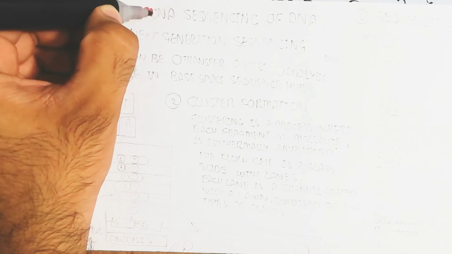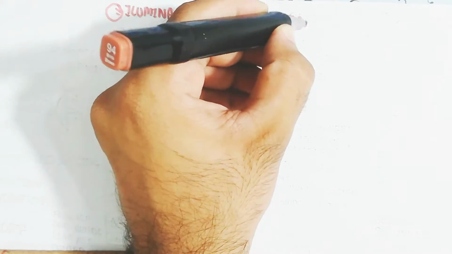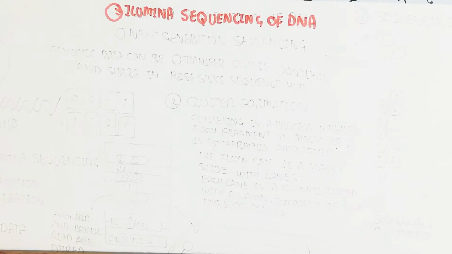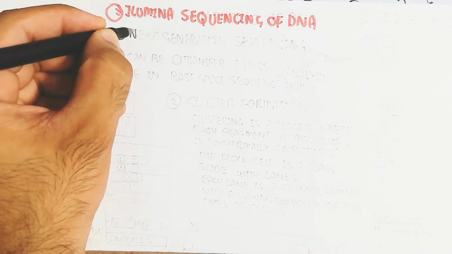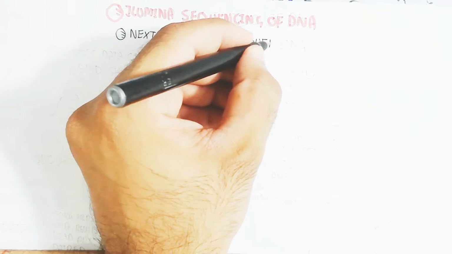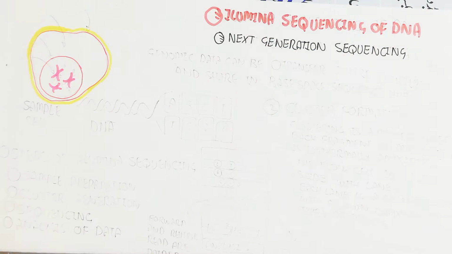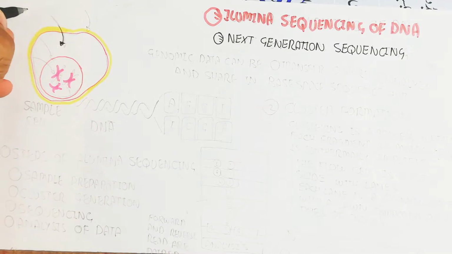Hello, in this video we will discuss Illumina sequencing of DNA. And what is this? This is the next generation sequencing after the Sanger method of sequencing. If you want the Sanger method of sequencing video, the link is in the description below.